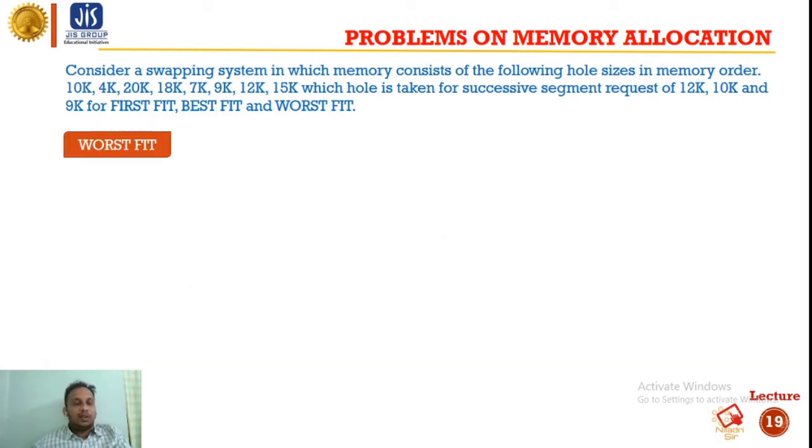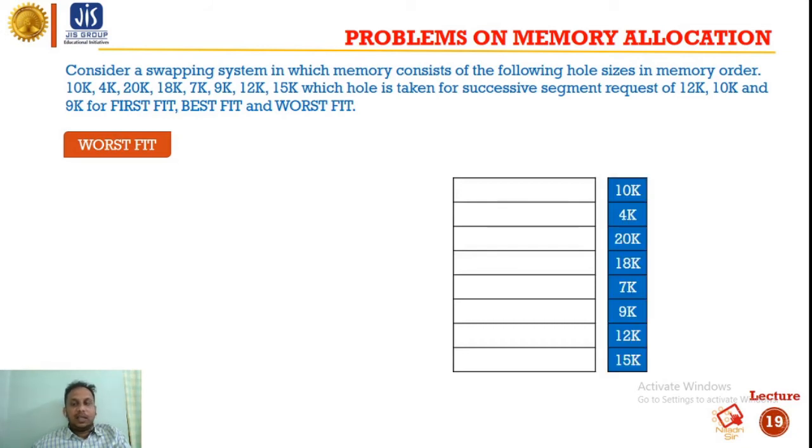Now come to the worst fit. So these are the elements, and these are the requests. In case of worst fit, we will find the largest of these holes. So what is the largest of these holes? That is 20k. So we'll directly insert 12k in the largest hole.